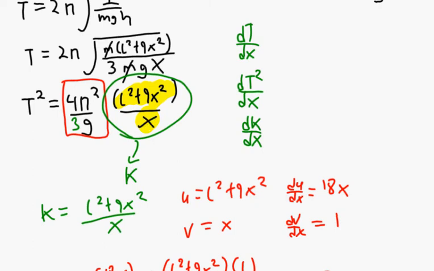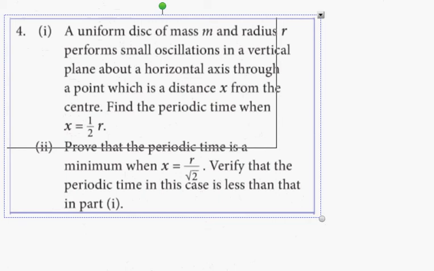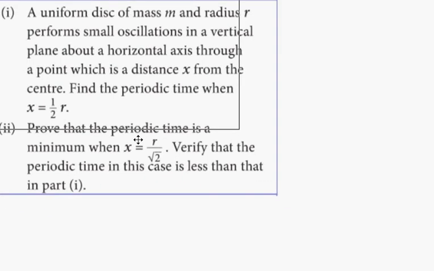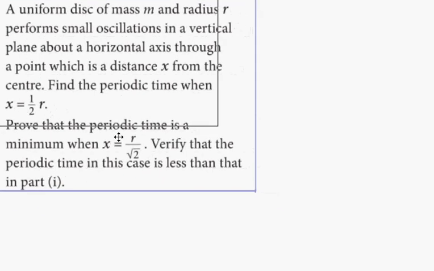Okay, do we want to try another one? Question 4. Okay, guys. A uniform disk of mass m and radius r performs small oscillations in a vertical plane about a horizontal axis through a point which is distant x from the center. Find the period of time when x equals a half r.